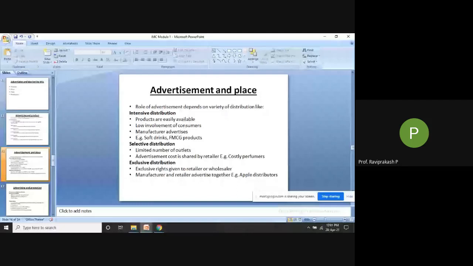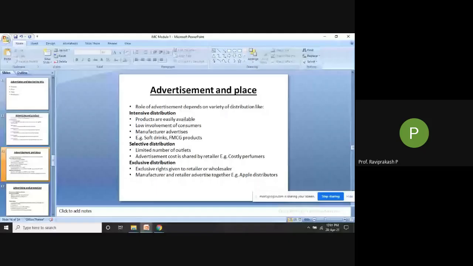Next is selective distribution, with a limited number of outlets. You can get this particular product in these shops in this particular city, so you put it there. So in selective distribution, the advertisement cost is shared by the retailer and the company, because it is only available at a few shops, and the retailer also helps the company in giving out the advertisements. He shares the amount whatever is required in doing those advertisements.